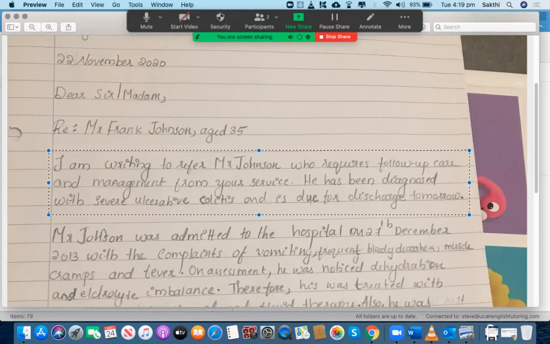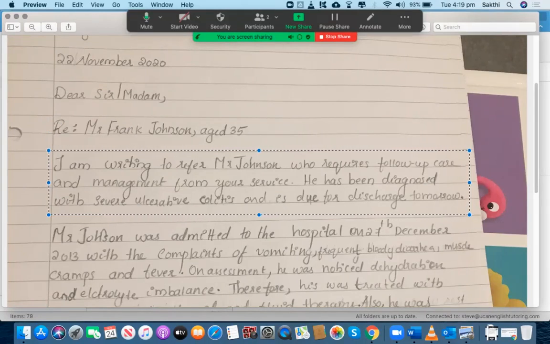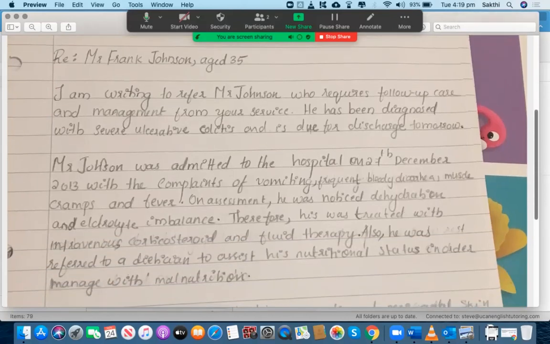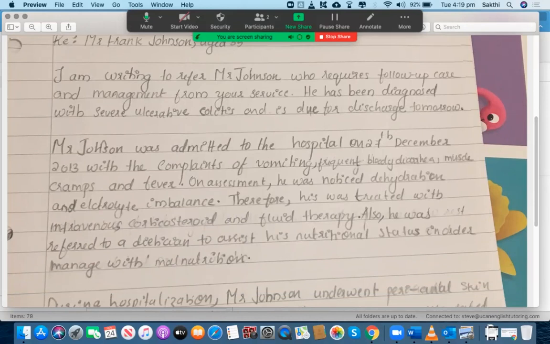What is this? Ulcerative colitis. Okay, ulcerative colitis, because you didn't write, okay, UC. I thought that it's B. All right, and is due for discharge tomorrow. That's good. I'm happy with the introduction paragraph because it doesn't have any grammatical mistake. So you will get a B grade. I think if you don't commit many mistakes, you'll get a B grade in this one.